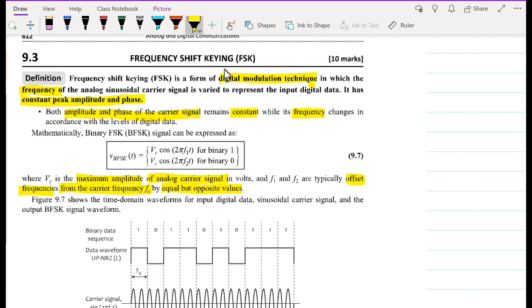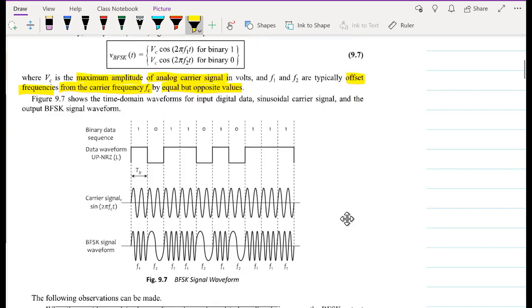So we discussed frequency shift keying, and by definition, frequency shift keying is a form of digital modulation technique in which the frequency of the analog signal is varied to represent the input data. As per this figure, we have the input data as this one. Therefore, we have a sequence of zeros and ones, which are represented by a unipolar non-return to zero signal, and we have discussed that in our previous lecture.